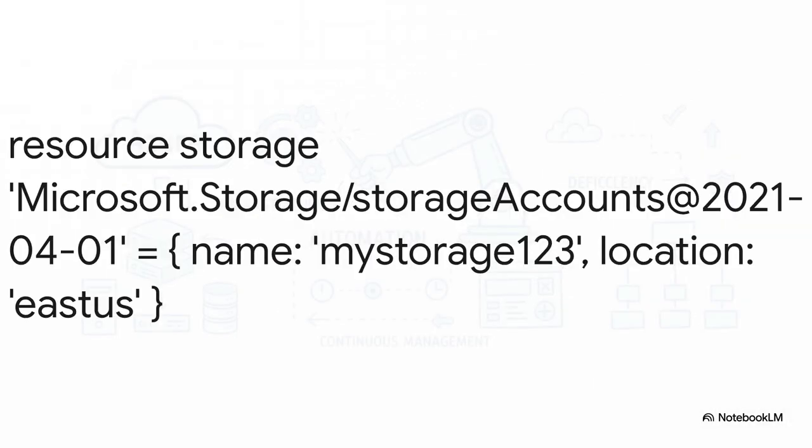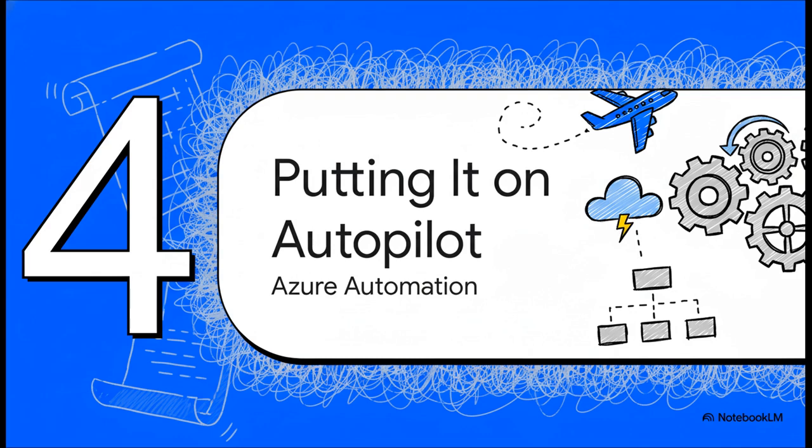And just to prove it, take a look at this code. This is literally all it takes to define a storage account in Bicep. See how clean that is? You've got the keyword resource, a name you give it, the official Azure resource type, and then just the properties. You don't need to be a wizard to figure this out. It's just intuitive. So we've got our blueprint written in Bicep. We can now build our city in the cloud.